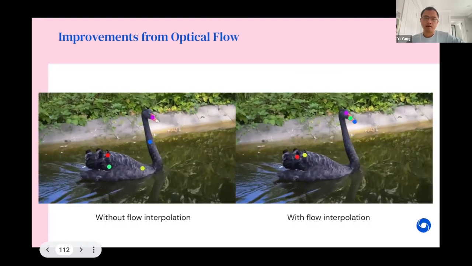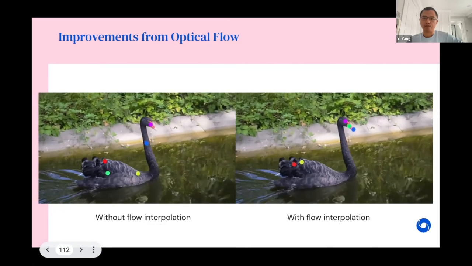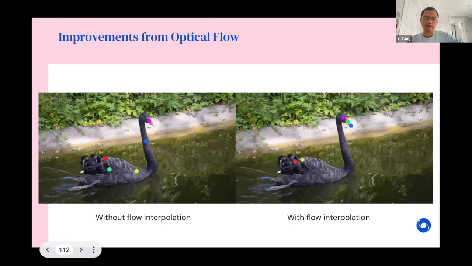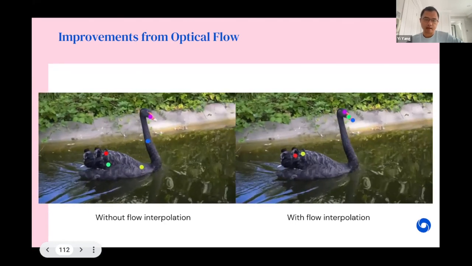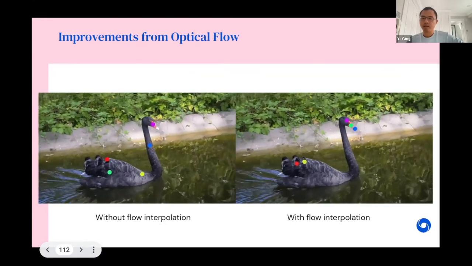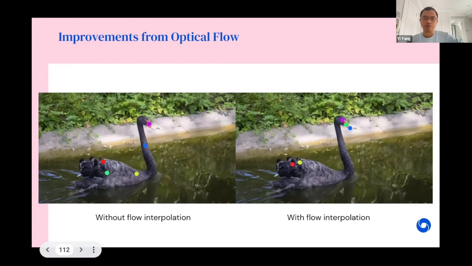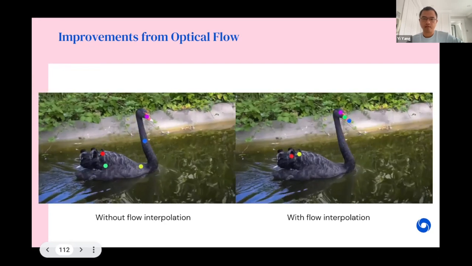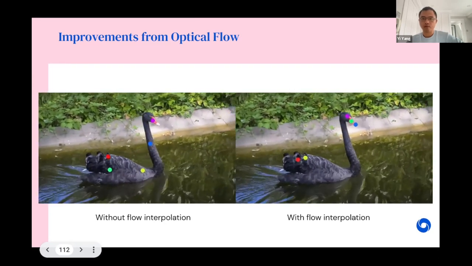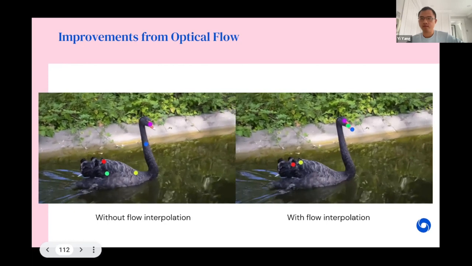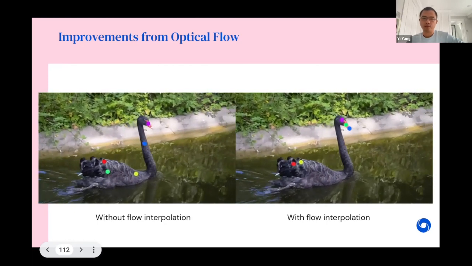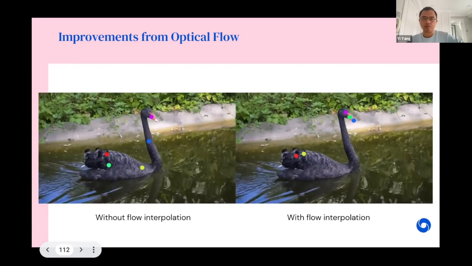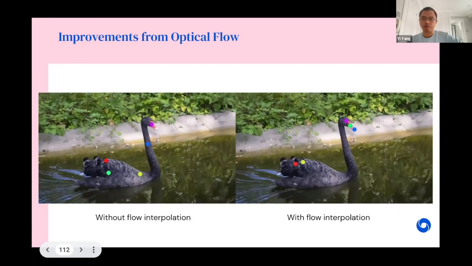Here, we compare the annotations without optical flow interpolation and with optical flow interpolation. We show the left-hand side without optical flow interpolation, and you can see that the points drift visibly. But with the optical flow interpolation on the right-hand side, you can see the points are now attached to the swan. Also, with optical flow interpolation, the annotation is much faster. It only requires 2/3 of the time to finish the same trajectory.